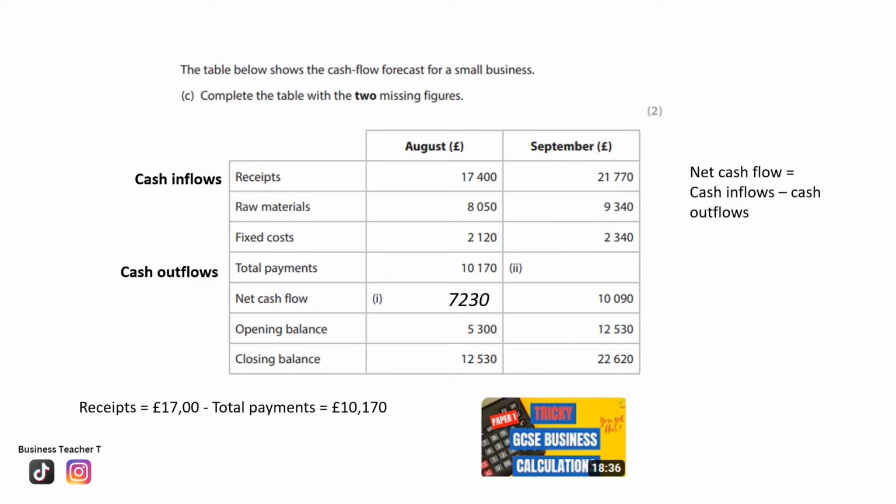Now on to calculating the total payments for September. So the total payments would be the raw materials of £9,340 and the fixed costs of £2,340. So we add those 2 together and our answer is £11,680. That is the total payments for September.